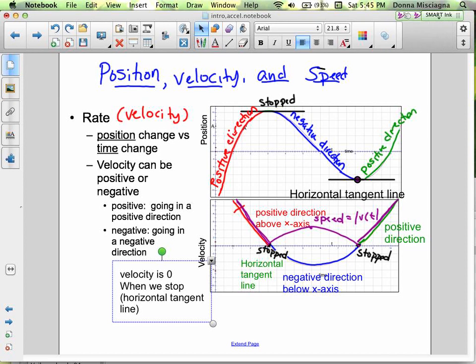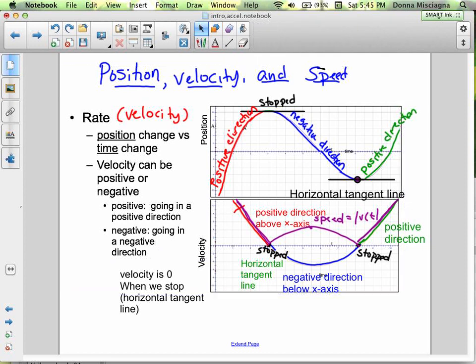All right, so now that we've looked at position, velocity, and speed, in the next Nearpod, we will look at acceleration. All right, so thanks for watching, and bye for now.